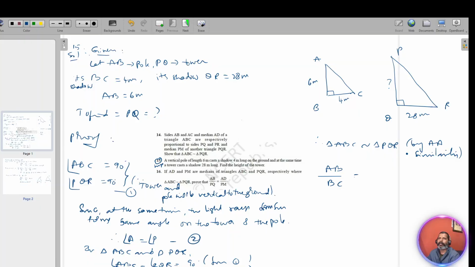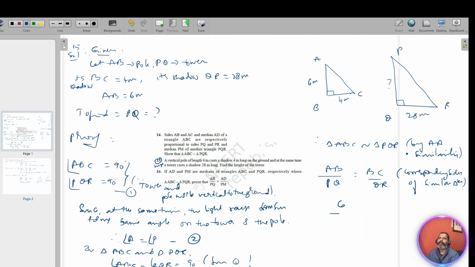AB by PQ, right? AB in the triangle ABC and PQ in the triangle PQR, BC by QR. Okay, corresponding sides of similar triangles. Substitute the values.